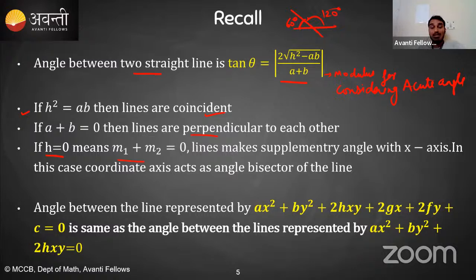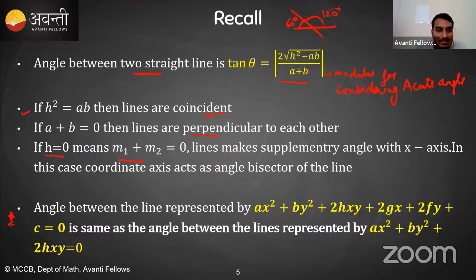Okay, so sometimes a question can ask you to find certain values such that our coordinate axes are acting as angle bisectors for this combined equation of lines. So in that case, what we need to do is just take h equal to 0. If h is 0, then definitely the coordinate axes will act as angle bisectors. Again, this is a very important formula. Many students tend to forget this.